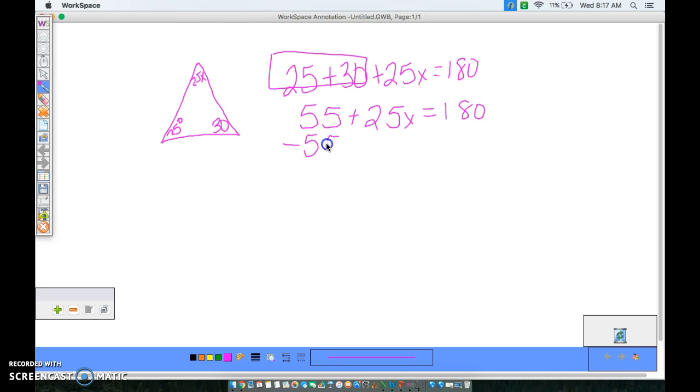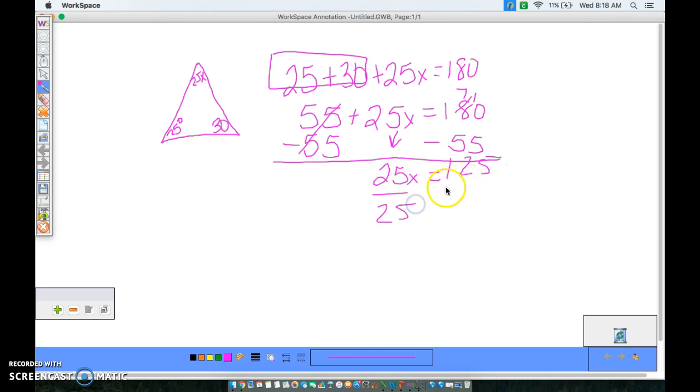Hoping I calculated this right in my head and it turns out to be a whole number. That's okay if it doesn't. So we have 25x equals 125. Divide both sides by 25, and you get that x equals 5. Okay, so if x equals 5, then that particular angle of 25x is 125 degrees. These two should be true even after I put x in. They should be the same.